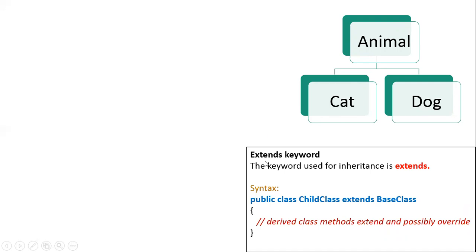So we make use of the extends keyword. This extends keyword is used for extending or inheriting a base class. So the syntax is public class child class name extends parent class name, and in this we can write methods which are specific to this child class and we can override methods of the base class. So here we'll see one example.